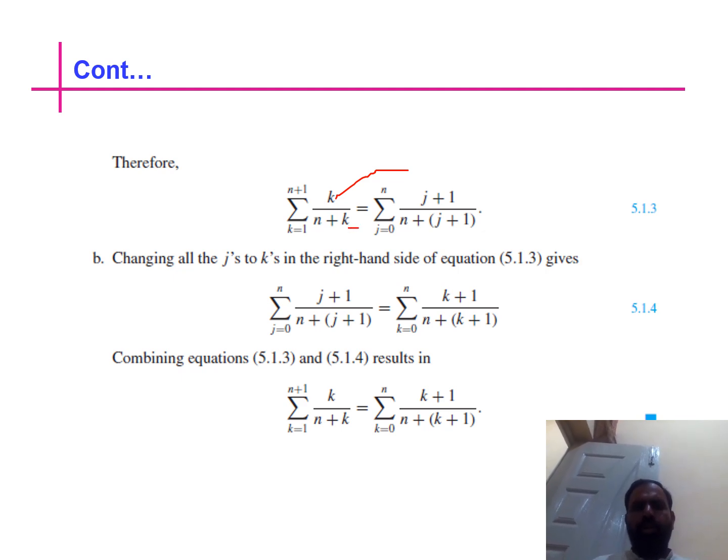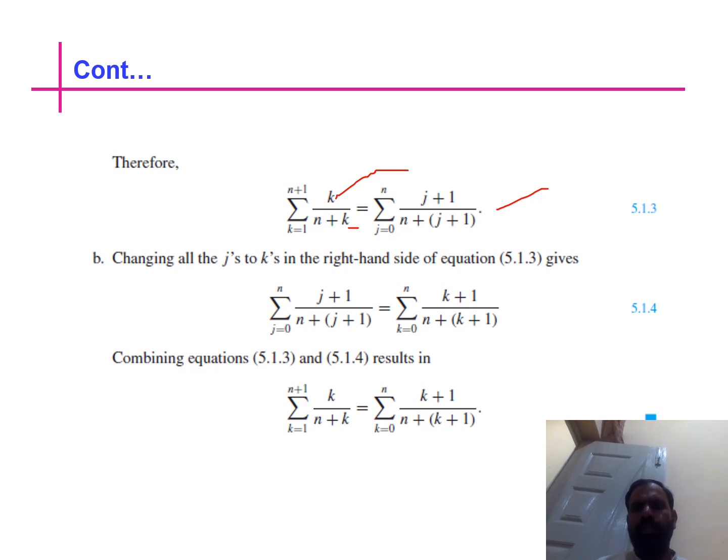Now we change all the j's to k's in the right hand side of this equation. This will give us summation j varies from 0 to n, j plus 1 over n plus j plus 1 is equal to summation k from, we replace j's with k's, so k is equal to 0 to n, k plus 1 over n plus k plus 1.